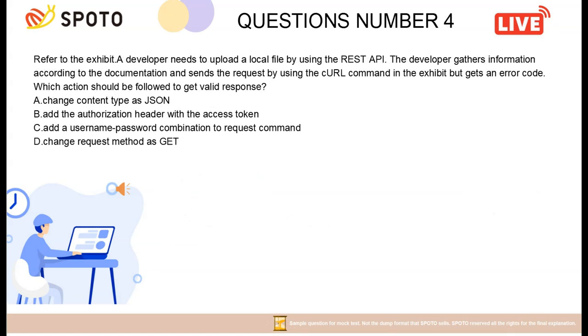Question 4. Refer to the exhibit. A developer needs to upload a local file by using the REST API. The developer gathers information according to the documentation and sends the request by using the curl command in the exhibit but gets an error code. Which action should be followed to get a valid response? A. Change content type as JSON. B. Add the authorization header with the access token. C. Add a username password combination to request command. D. Change request method as GET. You have 15 seconds to answer.